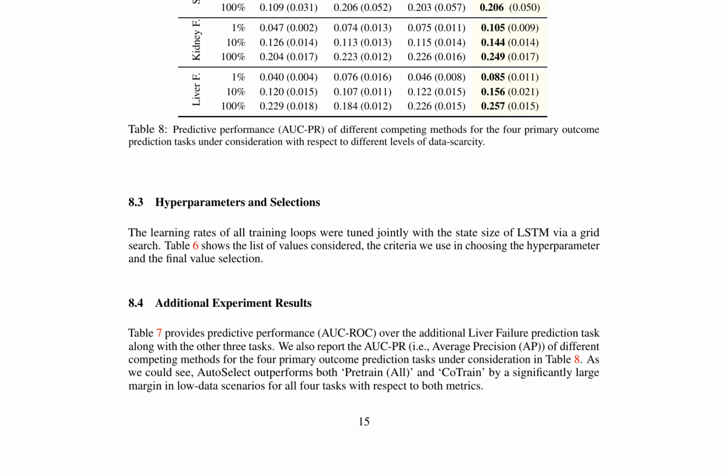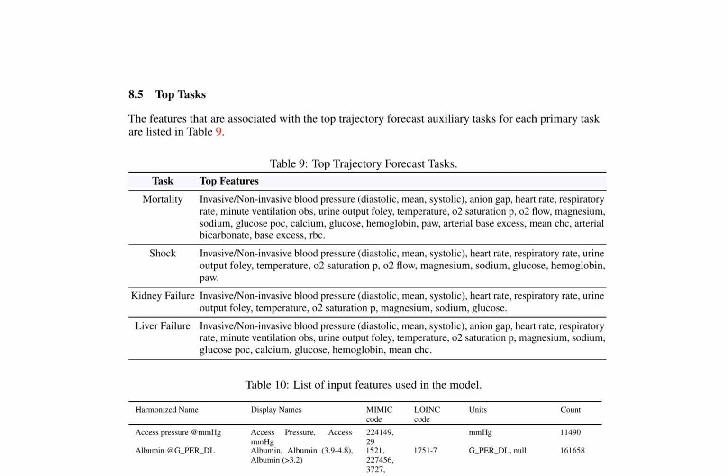The results from Tables 7 and 8 demonstrate that auto-select consistently outperforms the baseline methods in all 4 tasks, especially in low data scenarios. This suggests that incorporating relevant auxiliary tasks can significantly enhance predictive capabilities when data is scarce. Moreover, Table 9 highlights the top features associated with each primary task, providing insight into the most relevant physiological parameters for predicting patient outcomes. These findings underscore the importance of considering multiple physiological signals in critical care prediction tasks.